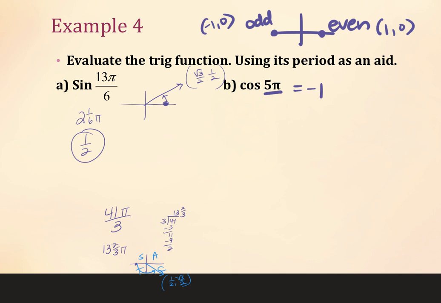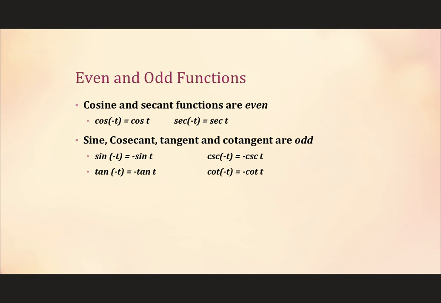We still good? Yes? Okay. Second to last thing in this section is even and odd functions. So even and odd functions tell you whether or not you change your sign on the function. Cosine and secant are called even functions. I'm going to give you a visual and I'll explain why in a second. And all 4 other ones, sine, cosecant, tangent, and cotangent, are called odd functions. Even functions don't change sign. Odd functions do. And this is why.